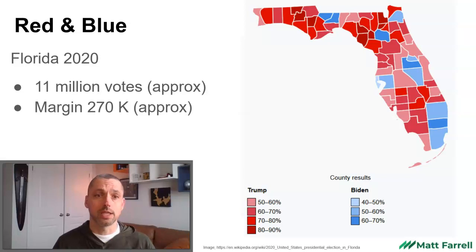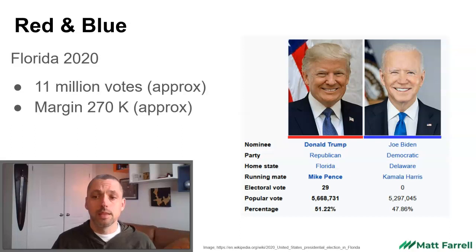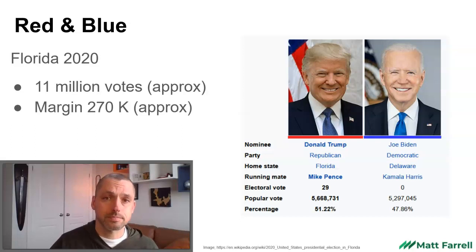However, in the 2020 election, with over 11 million votes, the margin of victory was just under 300,000 votes. That's still pretty close. When we think of the population, that is 5 million votes for the Democratic candidate. Even though this is a red state, half of the population, half the electorate, still votes Democratic.